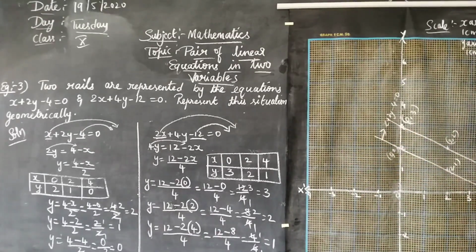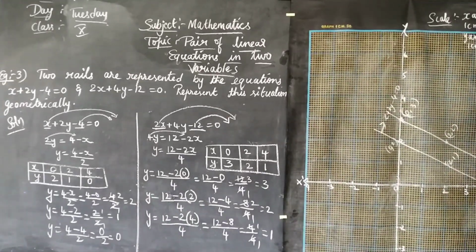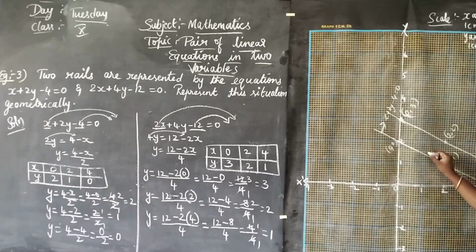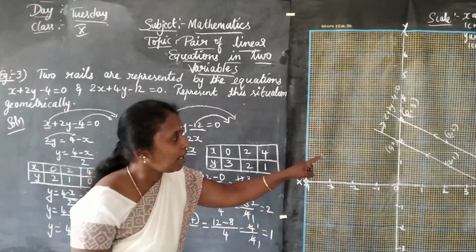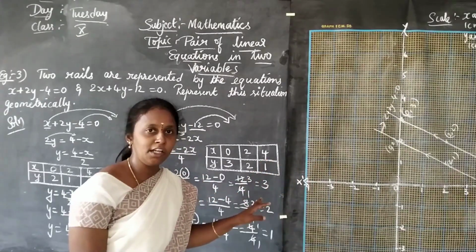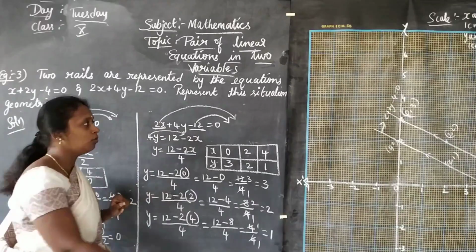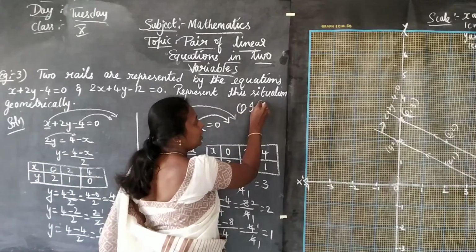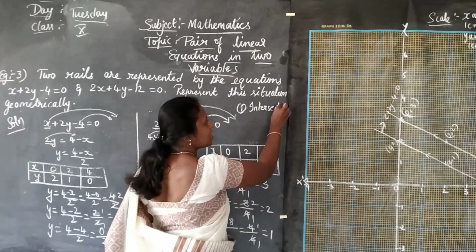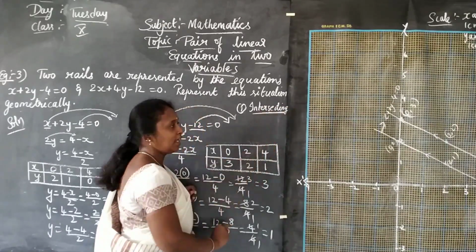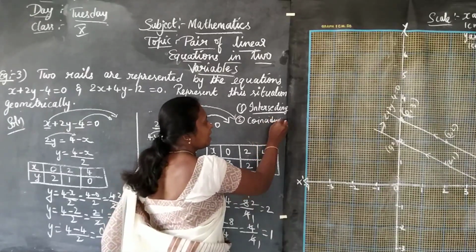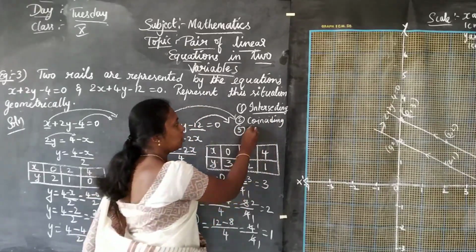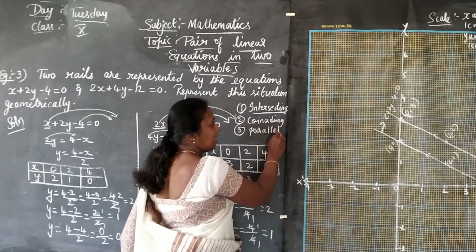This is for which equation? This is for 2x plus 4y minus 12 is equal to 0. What can you observe in this graph, children? The two lines are also what? Parallel. Clear? So three examples which I have solved for you. The first one, the lines were what? Intersecting. Right? The first example which I showed you was intersecting lines. The second one which I showed was coinciding. The third one is what? Parallel lines. Clear, children?